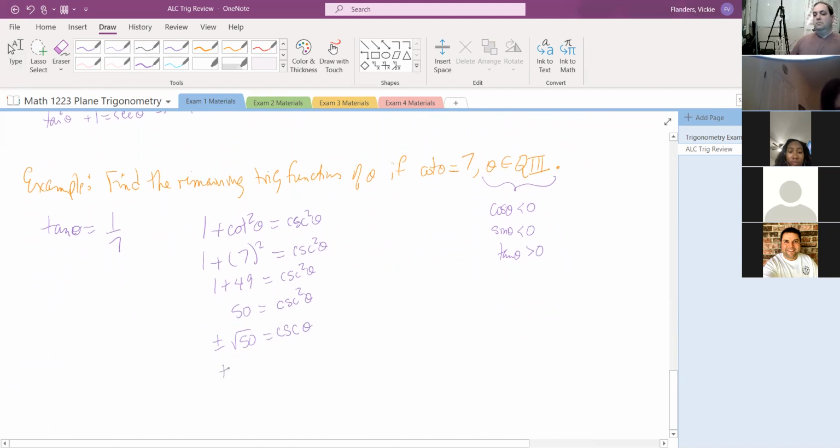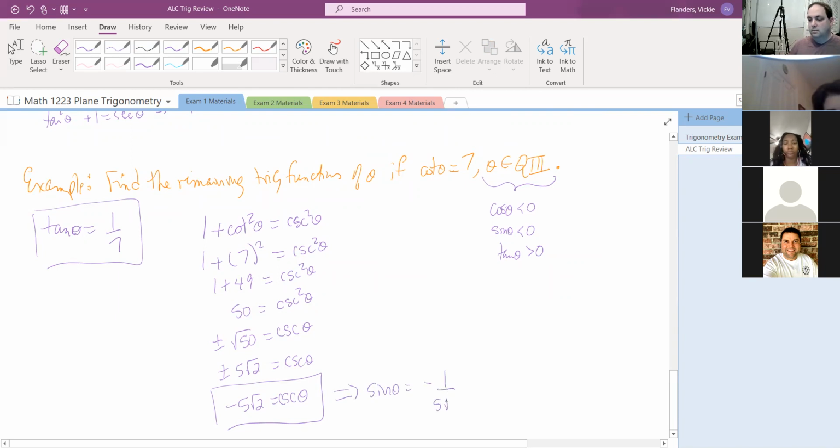Now I can break that square root down or simplify it. 25 times 2, so that's 5 square root of 2. You definitely want to do that. And is it positive or negative? Well, look right here. Sine theta is negative, so that means cosecant is also going to be negative. Good job. So I know that tangent of theta is 1/7. Negative 5 square root of 2 is cosecant theta. This means that sine theta is negative 1/5 square root of 2.